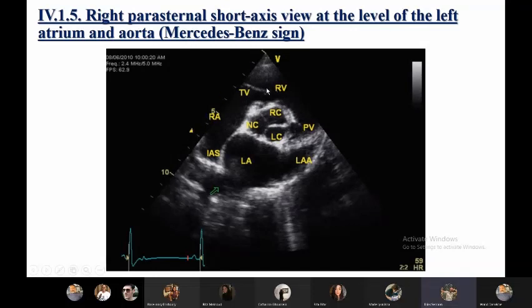We can see the right ventricle, tricuspid valve, right atrium, interatrial septum, left atrium, left atrial appendage over here, pulmonary valve. This is the aortic valve. This is the right, this is the left, and this is the non-coronary side of the aortic valve.